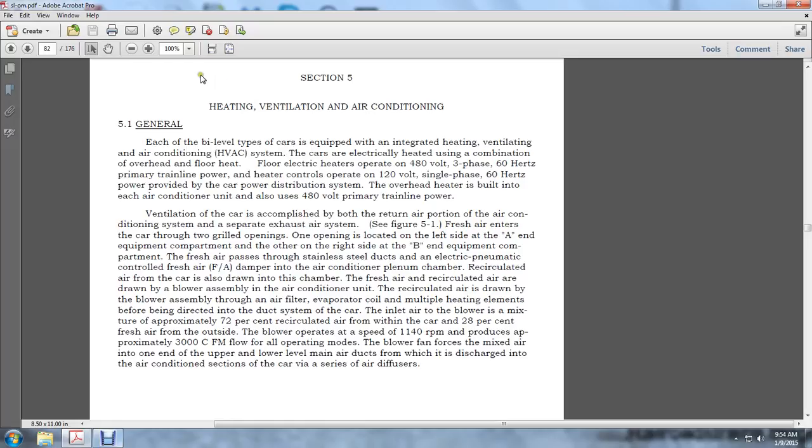Ventilation is accomplished by both the return air portion of the air conditioner and the exhaust portion of the air system. The fresh air enters the car through two grilled openings located on the left side of the A end of the equipment compartment and the right side of the B end of the equipment compartment.